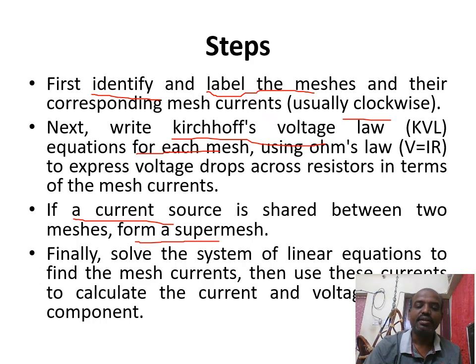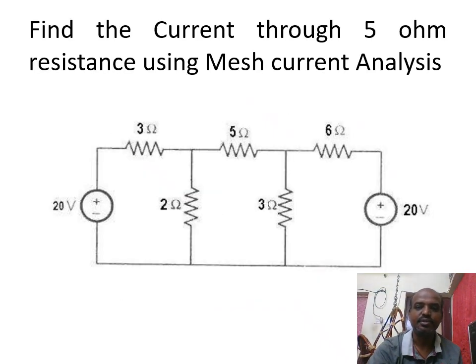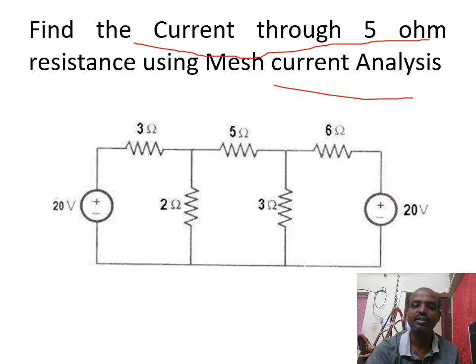The final step: from each loop we will get equations. By solving these equations, we will find the voltages and currents. So let me take an example of this circuit. Here the question is to find the current flowing through the 5 ohm resistor by using the mesh analysis method. Here we can see that the 5 ohm resistor is in the middle loop.